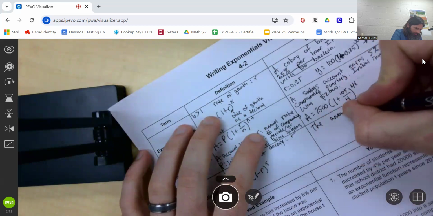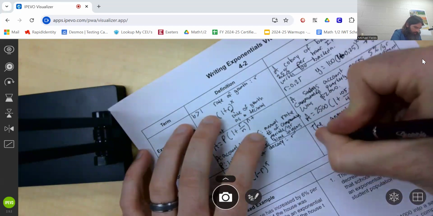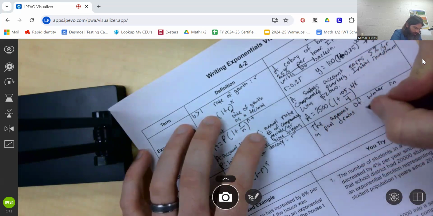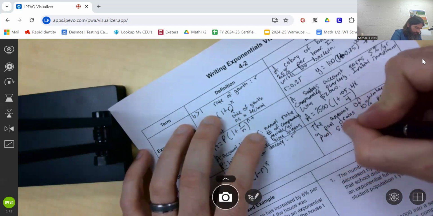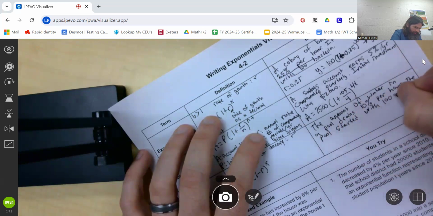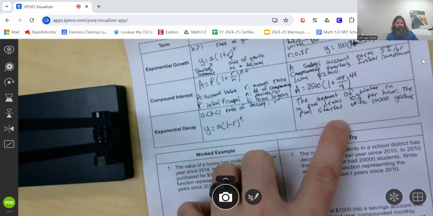So something that could decay, the amount of water in a pool drains 10% per hour. The pool started with 10,000 gallons. I don't know if that's a lot or a little for a pool. I guess it depends on the size of the pool. But for this problem, 10,000 gallons.